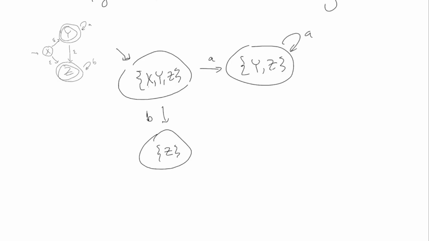All right? What about the B arrow from yz? Any thoughts? Yeah? Just z. I think the answer is just z. From y or z, you cannot end up in y by doing a B, but you can end up in z by doing a B. So that arrow goes there. All right, I like that.